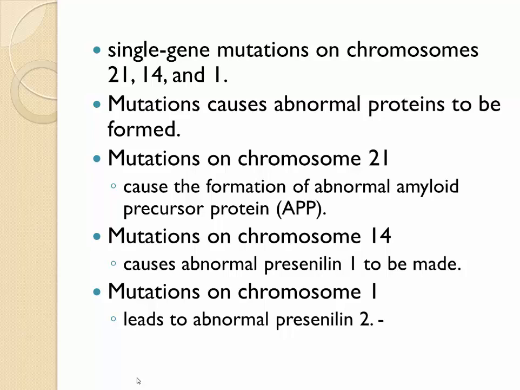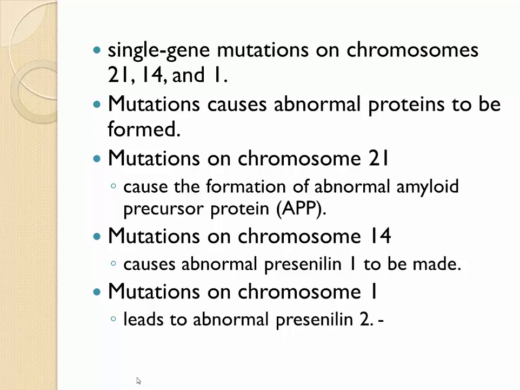They want us to know in this particular type there is a single gene mutation, and that can happen on chromosomes 21, 14, and 1. One person might only have a mutation on 21. Someone might have 21 and 14. And someone may have the mutation located on all 3.